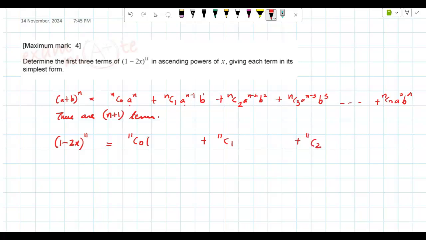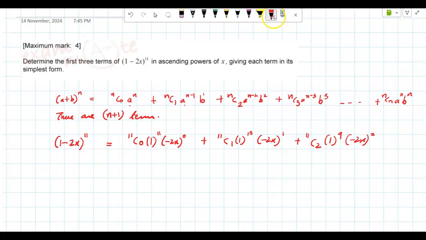Now take the first one: 1 raised to 11, 1 raised to 10, 1 raised to 9. Then take the second term: minus 2x raised to 0, minus 2x raised to 1, minus 2x raised to 2. Now please remember one thing, that these two powers will always add up to n. So 10 plus 1 is 11, that's how you can keep a check. 9 plus 2 is 11, correct? And if this is 0, this will be 0. If this is r, r will come here basically. If this is 2, this will be 2.